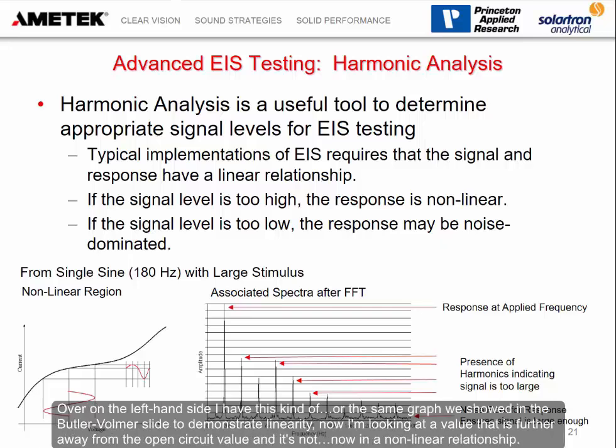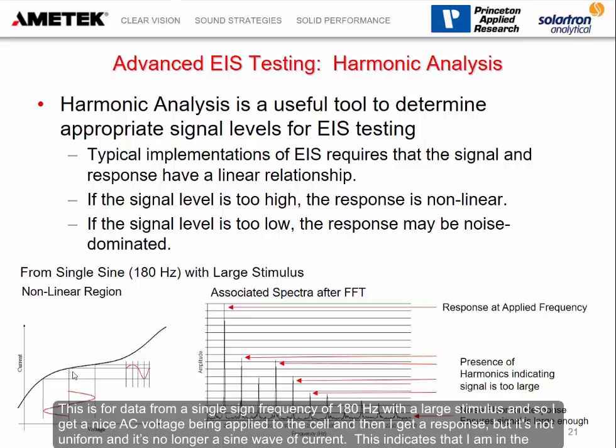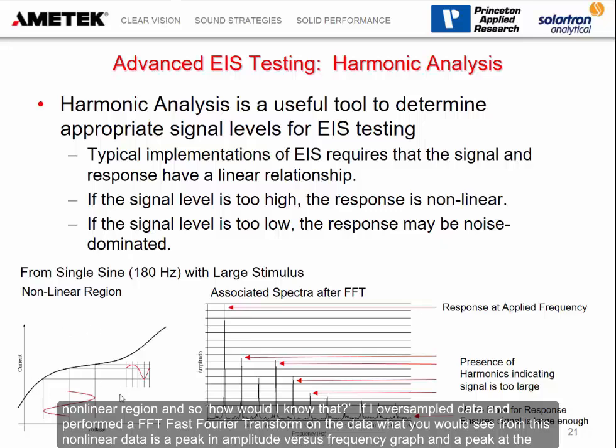Over on the left-hand side, I have the same kind of graph we showed in the Butler-Volmer slide to demonstrate linearity. Now I'm looking at a value that is further away from the open circuit value, and it's now in a non-linear relationship. This is data from a single sine frequency of 180 hertz with a large stimulus. I get a nice AC voltage being applied to the cell, and then I get a response, but it's not uniform. It's no longer a sine wave of current. This indicates I'm in the nonlinear region. And so how would I know that?